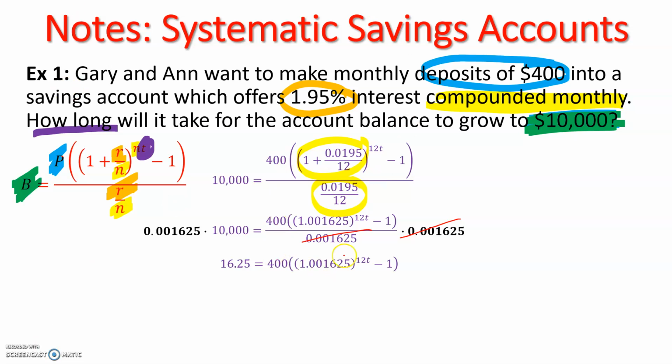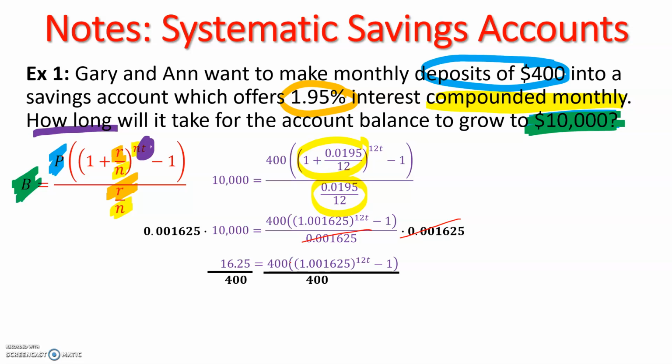Now I notice here that I have this 400 in front of the parentheses. That means that 400 is being multiplied, and I want to remove that because remember the goal is to remove as many things as possible working backwards. So I'm going to divide both sides of this equation by 400.